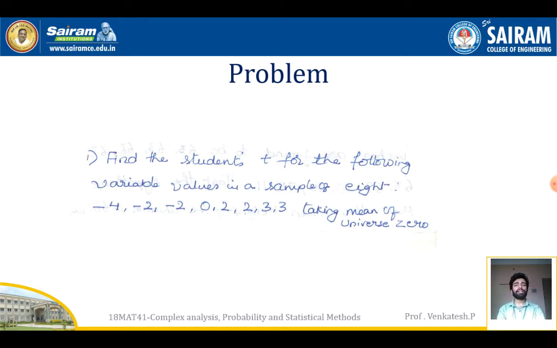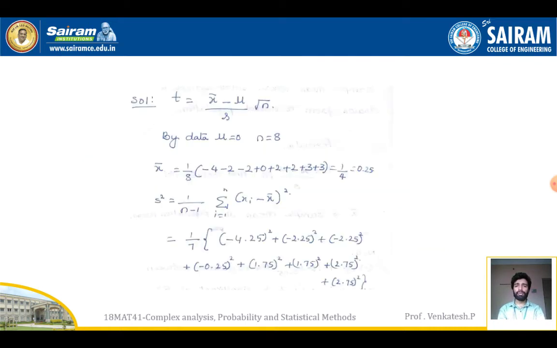From this we can estimate the value of x bar, the mean of x, and the standard deviation. The formula for the t distribution is t is equal to (x bar minus mu) divided by (s into square root of n). By the data, mu is equal to 0 and n is equal to 8. So x bar will be equal to 1 by 8 into (minus 4 minus 2 minus 2 plus 0 plus 2 plus 2 plus 3 plus 3). On simplifying, we get 1 by 4, that is 0.25. So this x bar is obtained by summing all the x values divided by the total number of observations, that is the n value.